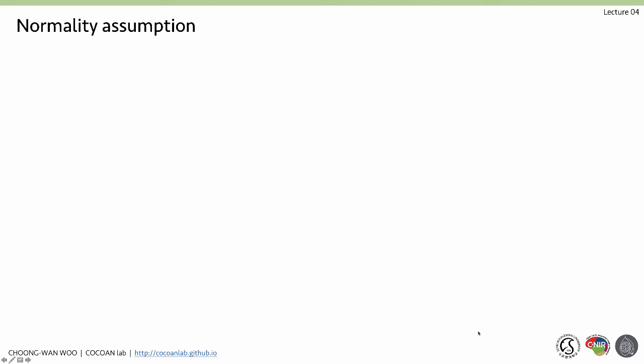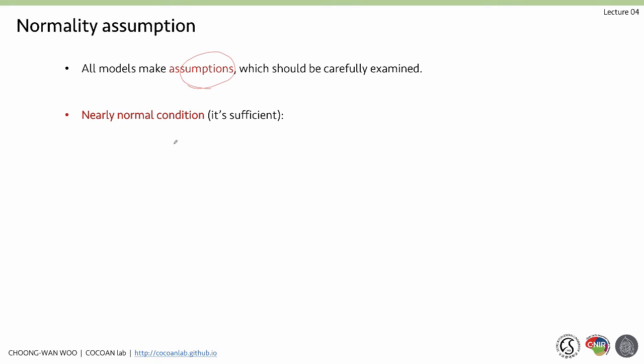To use the normal model, we need to check the normality assumption. All models make assumptions. These assumptions should be carefully examined to see whether my data really meet them or violate them. We need to know that. But the beauty of the normal model is that we don't need to meet all the assumptions exactly. A nearly normal condition is enough. It's sufficient, just good enough to be described using the normal model.